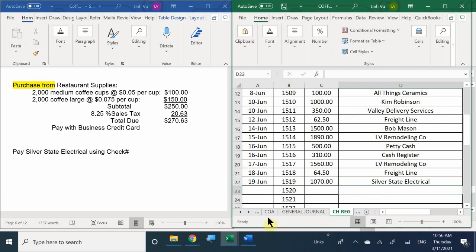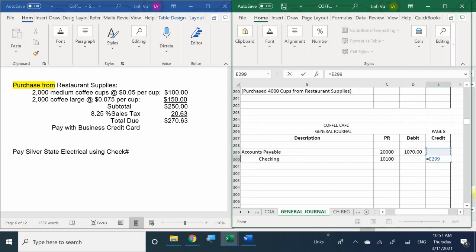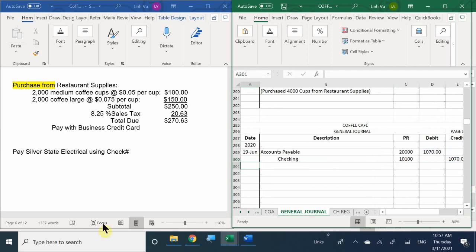Back to my general journal, since we know that we wrote the check using 1519, and we wrote it out for 1070 on both sides. What am I going to put for my description here? Payment to Silver State, invoice number 3351, and check number 1519. Perfect.